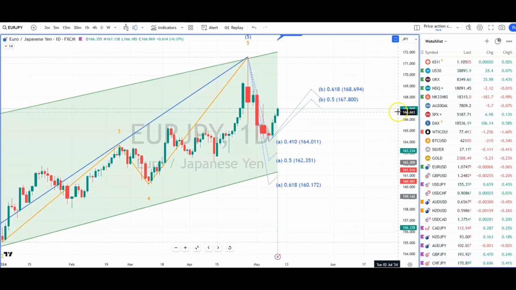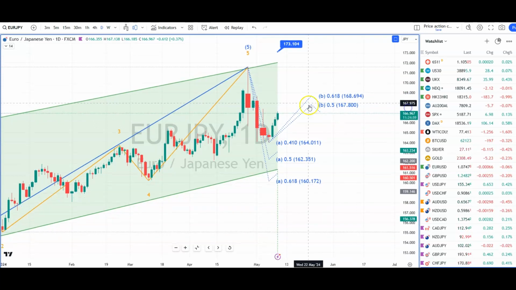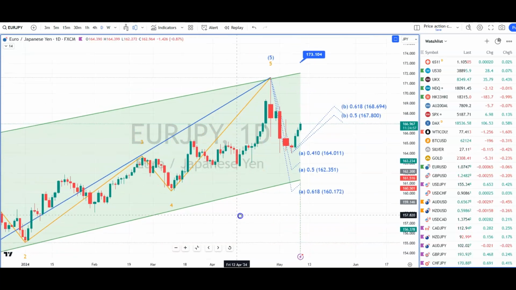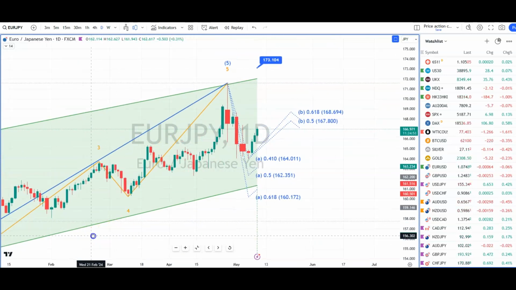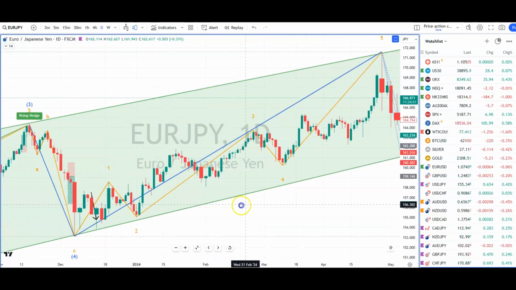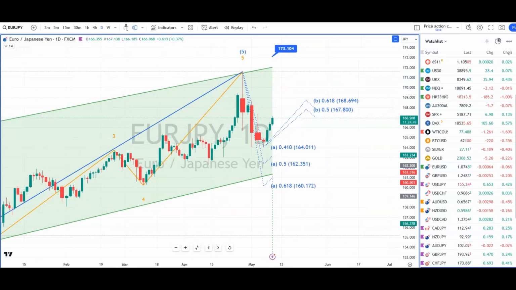Same with the euro yen. Price is limited to 168.69 into a rising wedge, gone green, which is good.